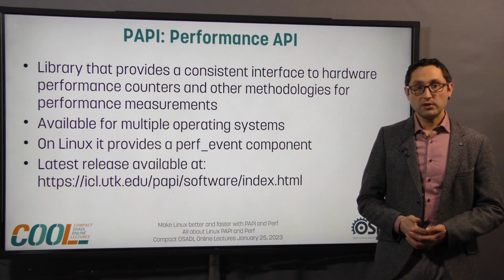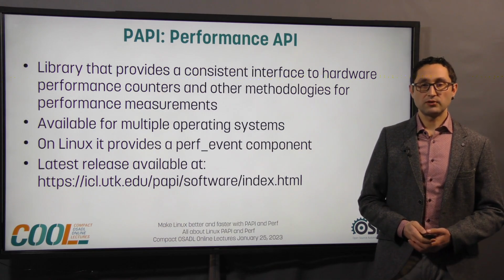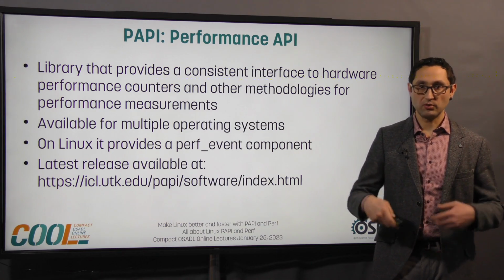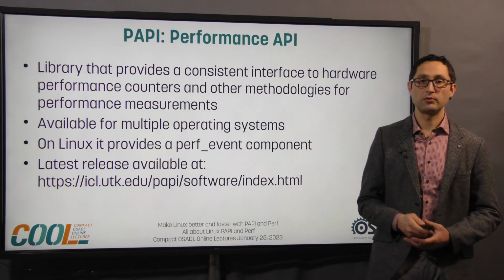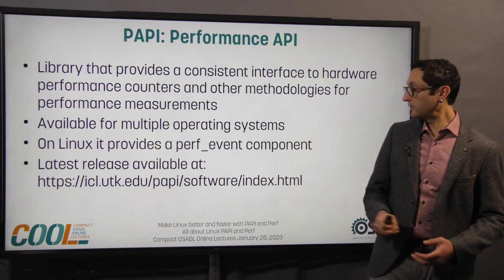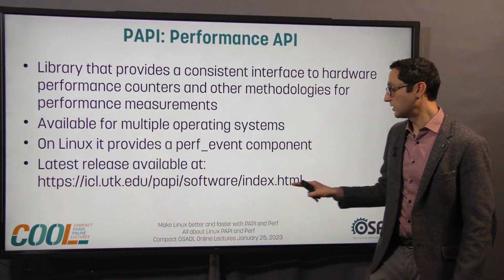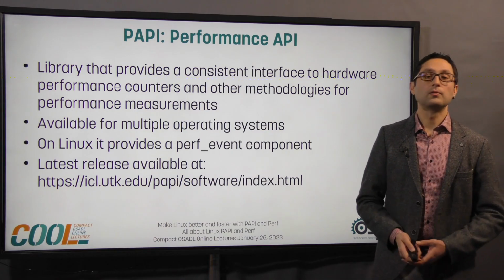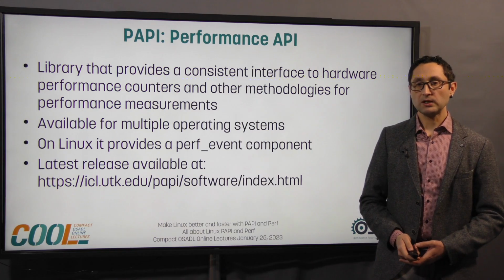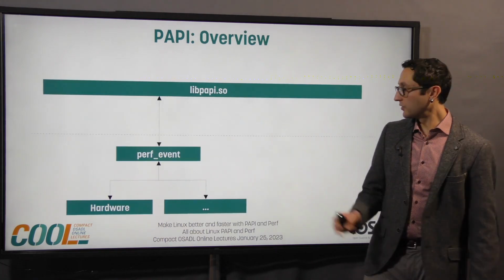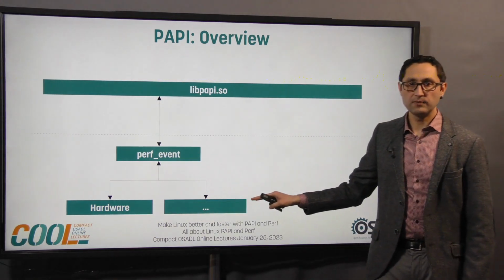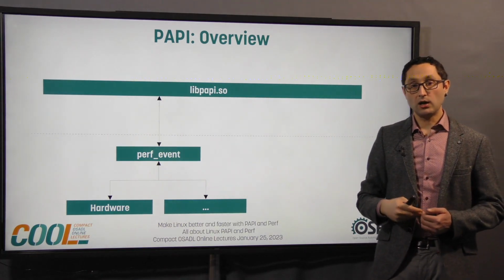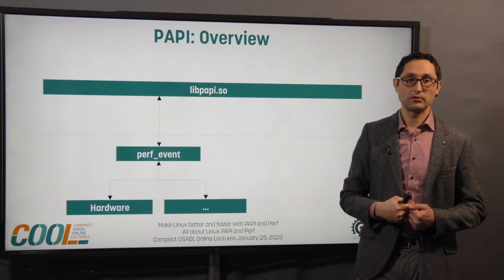Another feature of PAPI is that it's available for multiple operating systems. On Linux, it provides a perf component, so you can also use perf with PAPI, but way more, so we'll dig into that. And there are recent releases, so this is the link where you could download the latest release, and under this link you will also find a link to the Git repository if you want to follow the latest development. Well, let's compare this to perf. So we still know this overview right here, and pretty similar to perf, PAPI will just connect to the perf event subsystem within the Linux kernel.